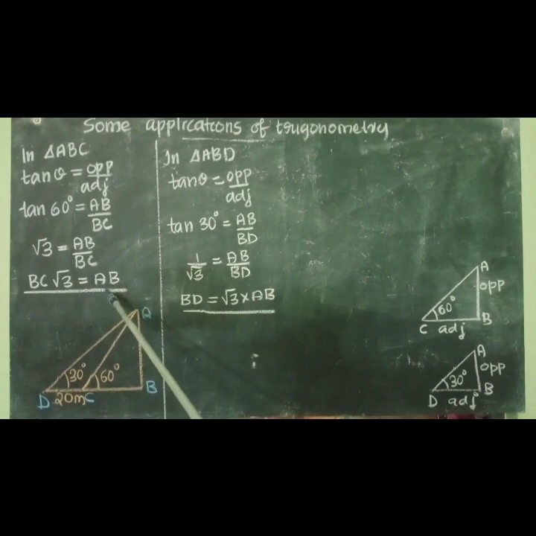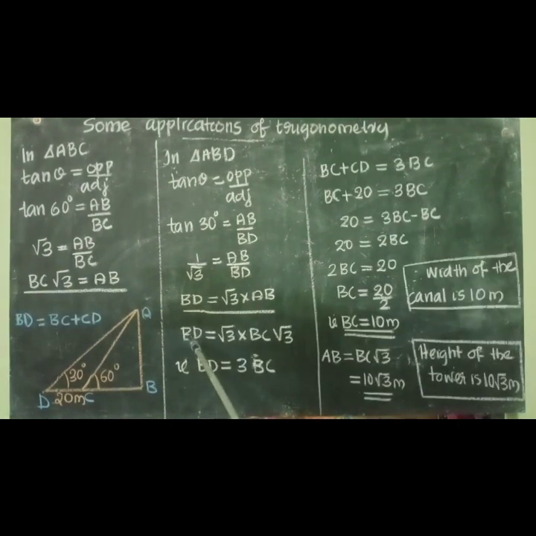Now here we can see AB equal to BC root 3. So this AB we can replace by this value BC root 3. That is BD equal to root 3 into BC root 3. Root 3 into root 3 is 3. So we get BD equal to 3 BC.